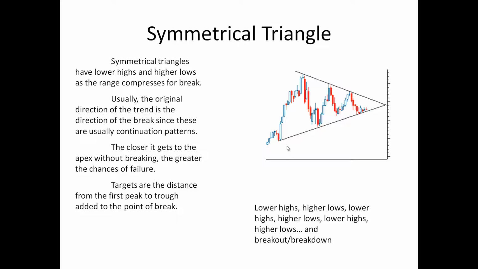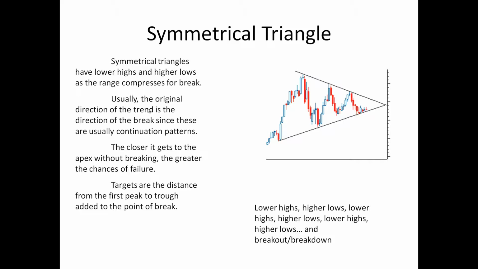So, symmetrical triangles have lower highs and higher lows as the range compresses for break. So basically what's happening here is the price, the highs and the lows continue to consolidate, okay? And usually the original direction of the trend is the direction of the break, since these are usually continuation patterns. Very important to know, right? Another type of nuance that most people don't really understand about symmetrical triangles.